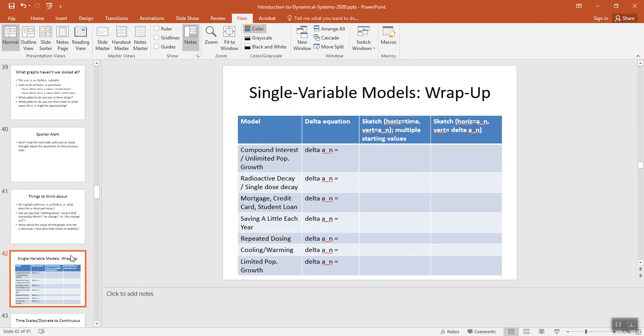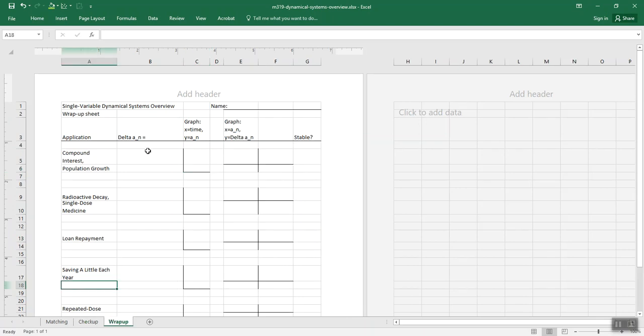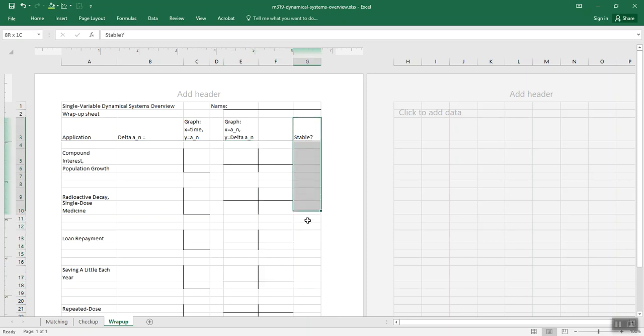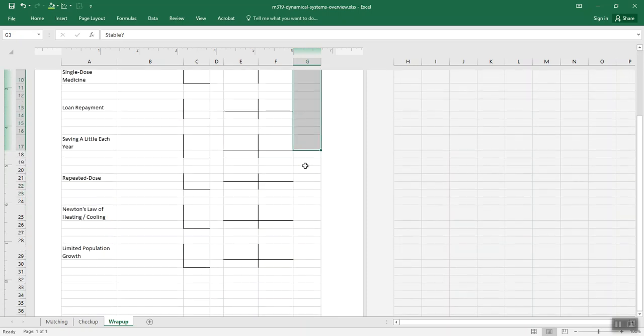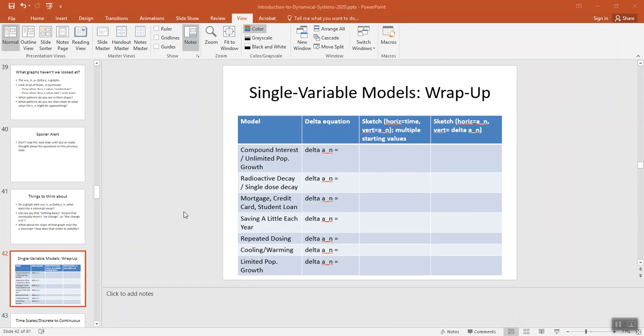So here's our wrap-up, and this is the last of the 3 self-quizzes in that file you downloaded. We'll have the delta formula here and the graph just like before, the graph versus time, but then a graph of the delta formula, the delta plot. And then was it stable or not? Like, did it settle down or not? So this is a way of organizing all of our knowledge onto one sheet. All right, so go organize all your knowledge onto one sheet, and then we'll do something completely different in the next video.